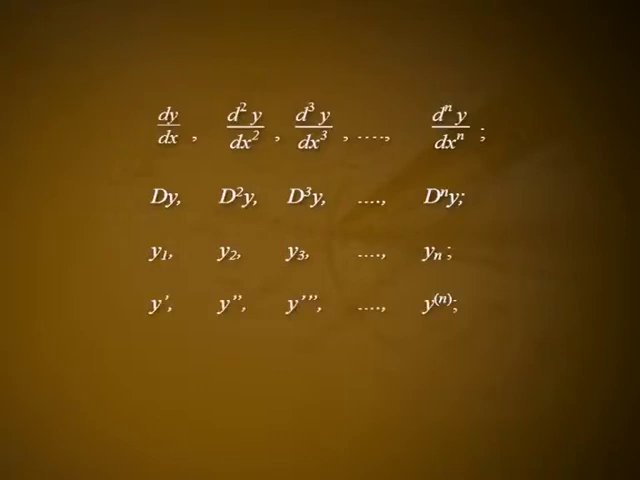The most widely used notations for the first, second, third, etc. nth derivatives of the function y is equal to f of x are the following: dy by dx, d square y by dx square, d cube y by dx cube, etc., d raised to n y by dx raised to n; dy, d square y, d cube y, etc., d raised to n y; y1, y2, y3, etc., yn; y dash, y double dash, y triple dash, etc., y raised to n; f dash, f double dash, f triple dash, etc., f raised to n.